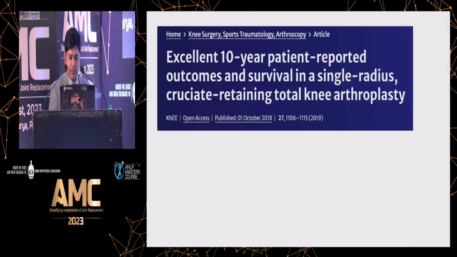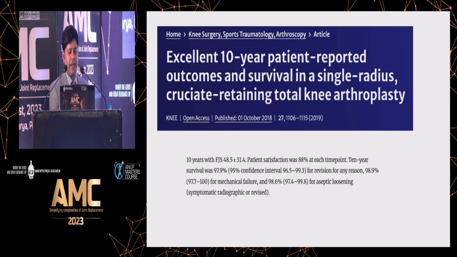So let's look at a study. I've just chosen one study, which is a 10-year outcome of the survival of the single radius knee, which is Triathlon, and it has shown excellent survival rate comparable to others at this point, which is 97.9% survival and a patient satisfaction rate of 88%.